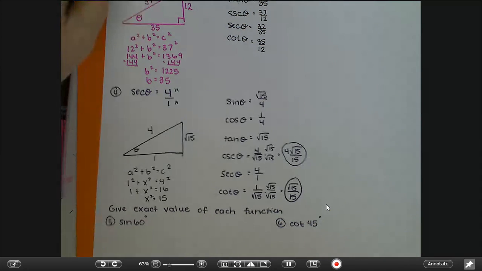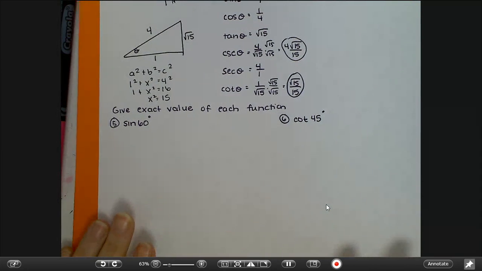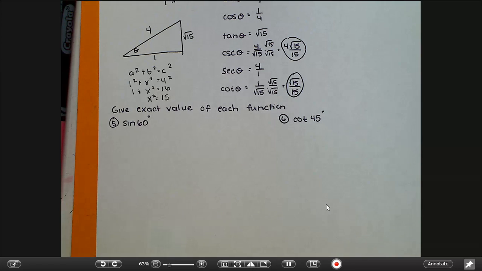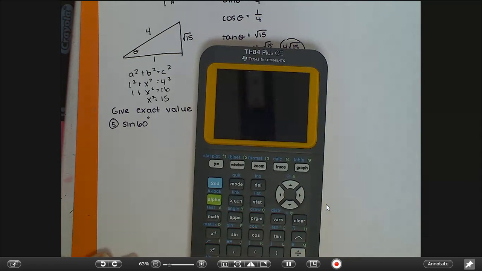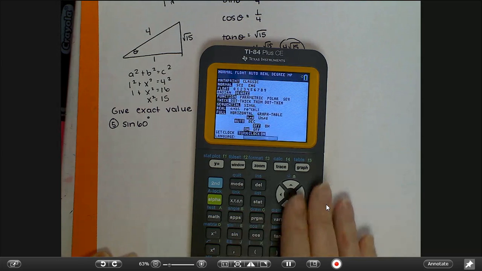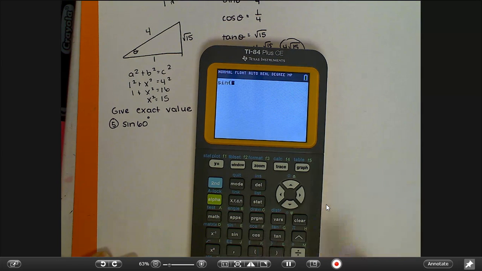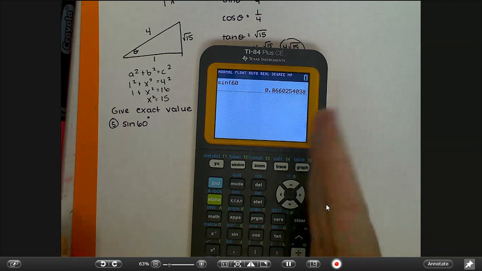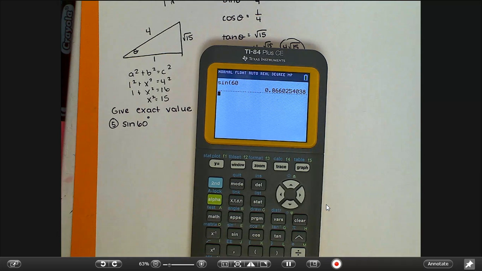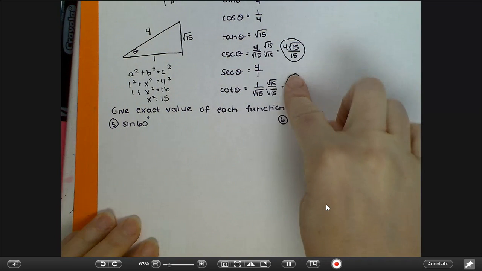All right, the last way you might see these is like this. Give the exact value of each function. So you don't need to go through all 6 here. You're just trying to find out the exact value of sine 60. If we type this in the calculator, making sure we're in degrees right now, if we type in sine 60 in the calculator, it's going to give us a decimal. That decimal is always the same for sine of 60. But this is not an exact value. It's an irrational number, and it's rounded here. So what we need to find is the exact value, and the exact value looks more like this.